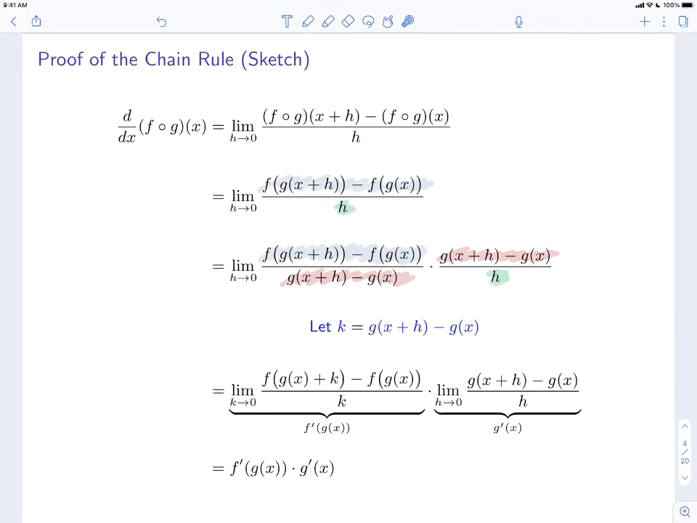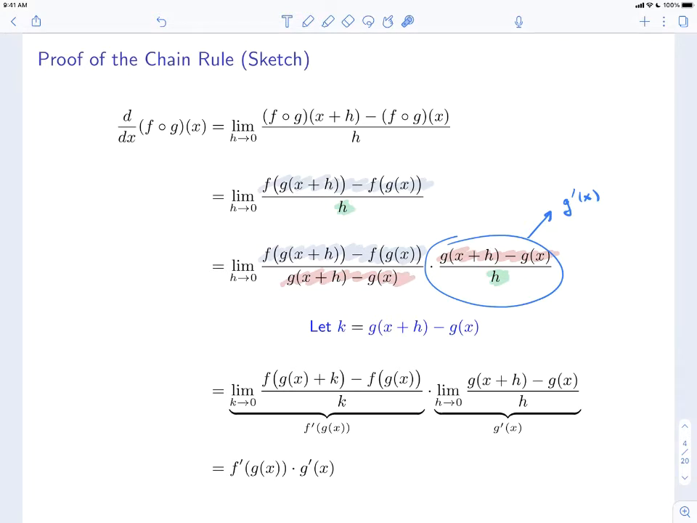This quantity right here is going to go to the derivative of g at x, which of course is part of the chain rule. This is the derivative of the outside. And we're multiplying it by this quantity here. Well, what does that go to? Well, let's just rewrite it a little bit.